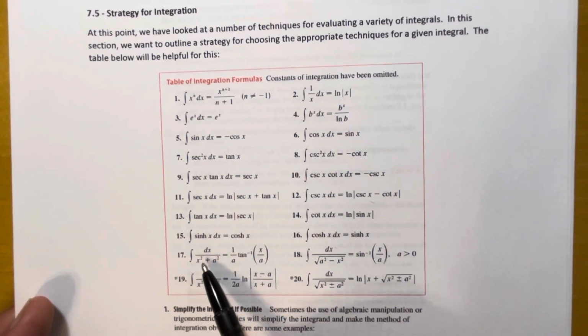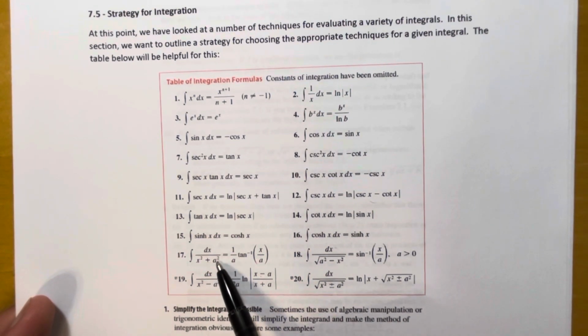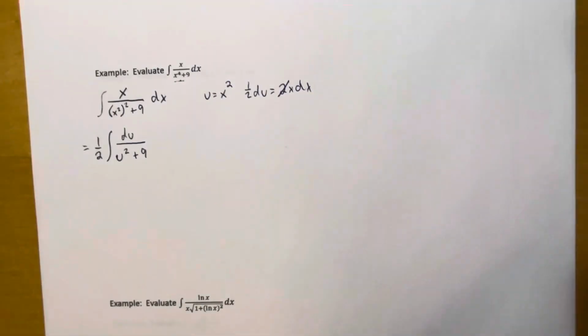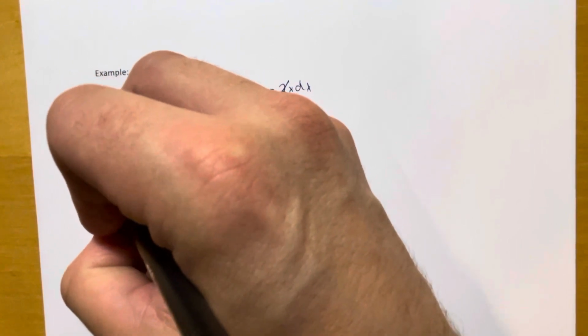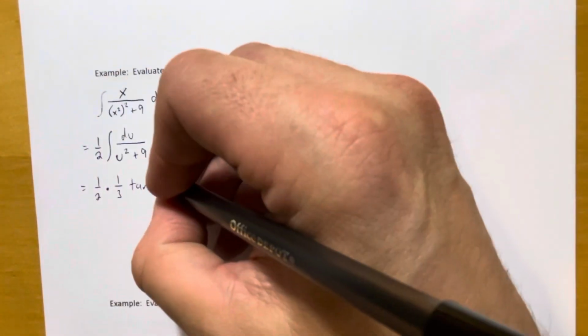x squared, or in our case, u squared, plus something else squared. I have a 9 in my example, which means that a that's being squared would be a 3. And we know that this integrates out to an arctangent function. So right away, I know what this looks like. 1/2 times 1 over a, which remember we said 1 over a would be 1/3 actually in this case, times the inverse tangent of x over a.